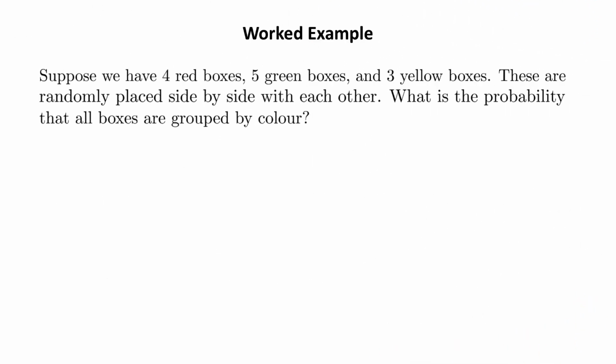Suppose we have 4 red boxes, 5 green boxes, and 3 yellow boxes, and these are placed randomly side by side with each other. What is the probability that all boxes are grouped by the same color? To be more explicit, we are asking what is the probability that we will get, let's say, red all together, the greens all together, and the yellows all together. But of course, it could be yellow, green, red, and all other combinations of that. They all have to be together.